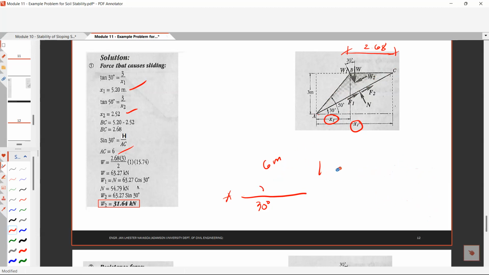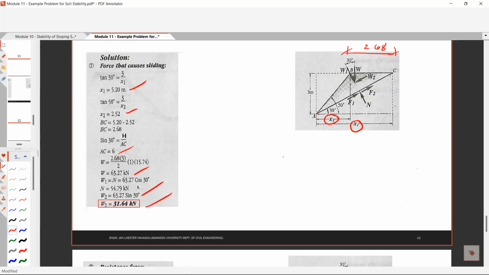So, going back to the problem, what is the force that will cause sliding? So, the force that will cause sliding is basically this W2 that is equals to W sine theta. Okay, so you have here your W multiplied by sine theta. You now have 31.64 kilonewtons. Okay, this will cause sliding in your finite slope.